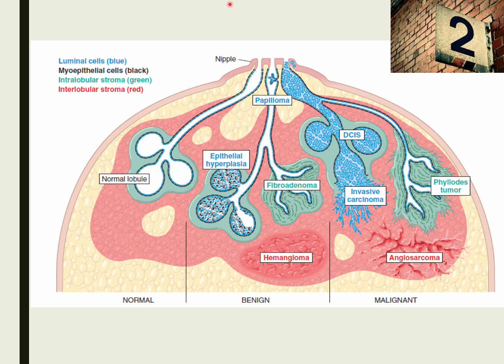The second type of stroma is called intralobular stroma, and it's highlighted here in green. So it's the part of the stroma that surrounds the terminal duct lobular unit. So the breast has two types of epithelial cells and two types of stroma and two main structures.